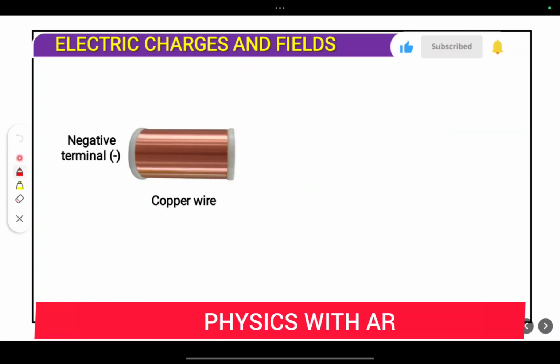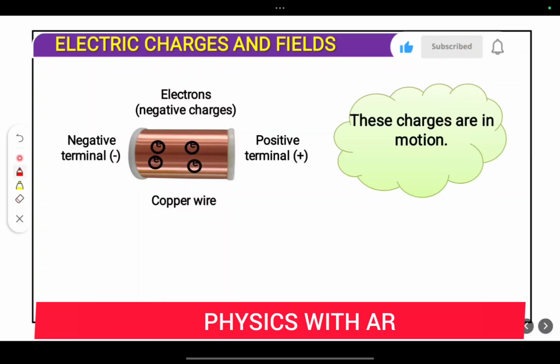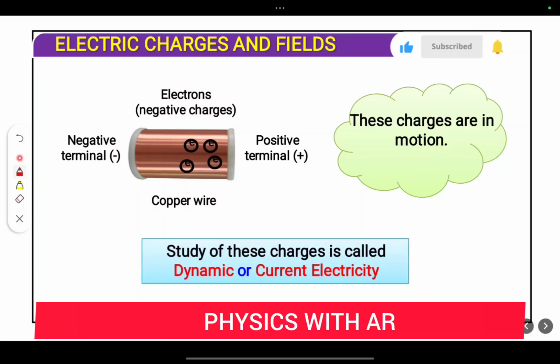One more example. Whenever you discuss the concept of current, you can observe this: a coil connected to the negative terminal and positive terminal, a copper wire. Whenever the switch is on, electrons move away from the negative terminal towards the positive terminal of the battery, and current moves in the opposite direction. Based on that, conduction current is observed. These charges, which are nothing but electrons, are in motion. The study of these charges is called dynamic or current electricity.